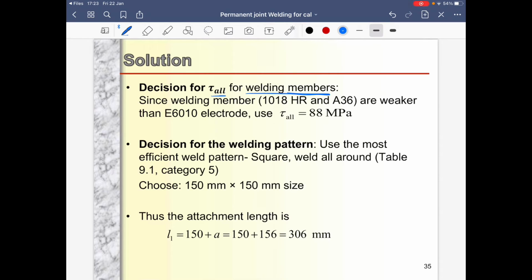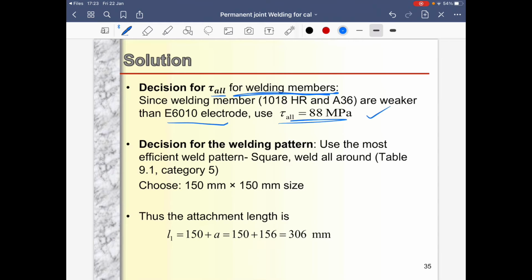All the welding members. We have three welding members: the attachment, the column, and the electrode. For all of them, the allowable shear stress that we get is 88 megapascal. You have to write it down because it will bring you marks.